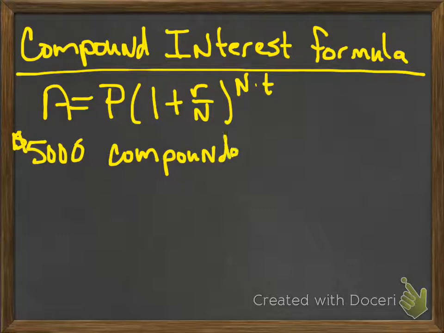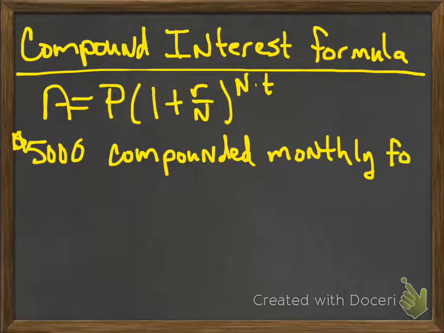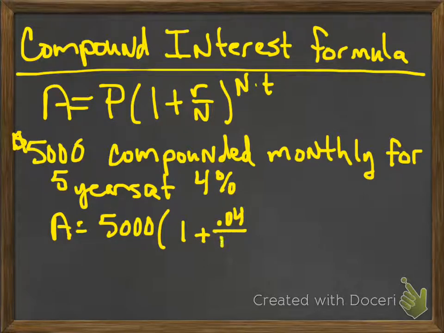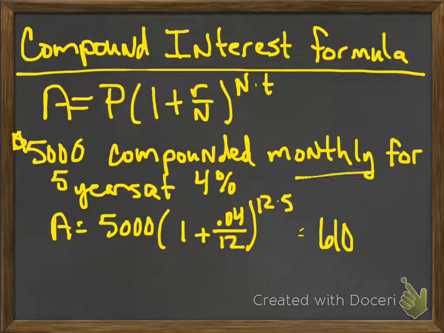For example, if I did $5,000 compounded monthly for 5 years at, say, a 4% interest rate, then plugging those numbers in, I get 1 plus 0.04. Notice I changed the 4% to a decimal. Then 12, and 12 times 5. Notice again, it's the number of compounds. Compounded monthly is the 12, and 12 times 5 is because it's 5 years. Just plug it into the calculator, and you get $6,104.98.